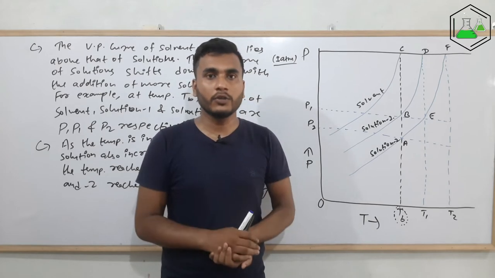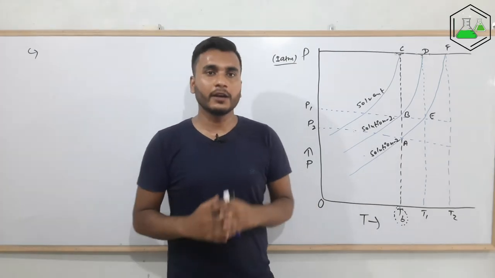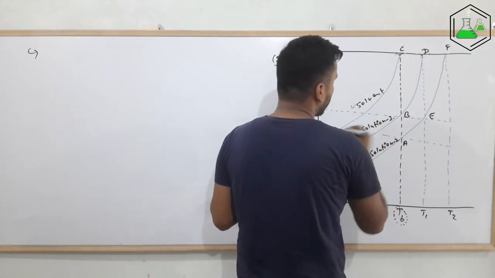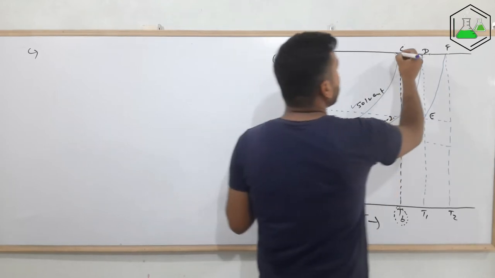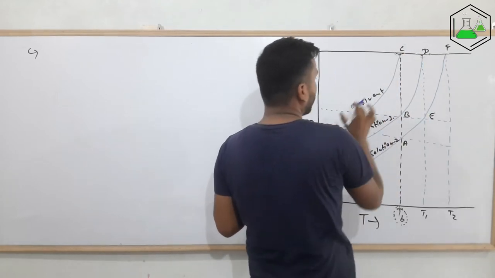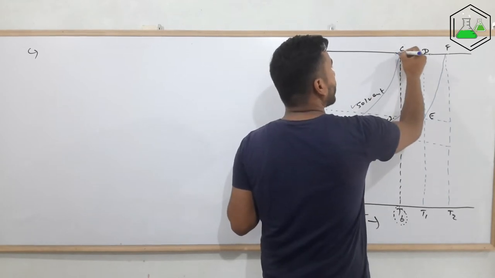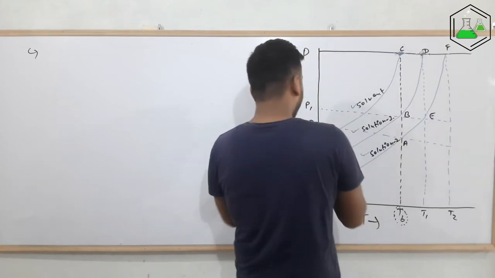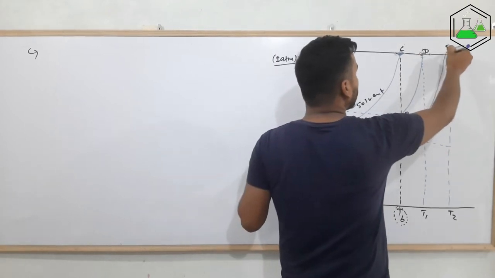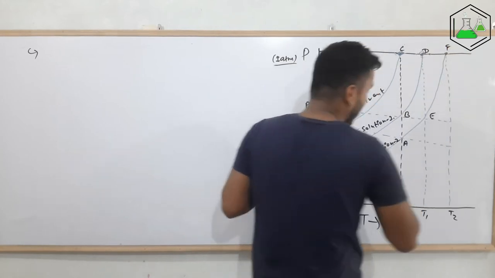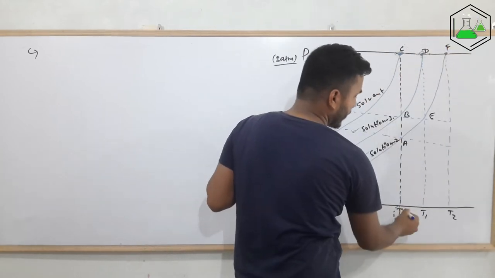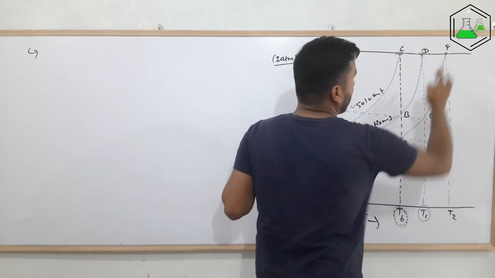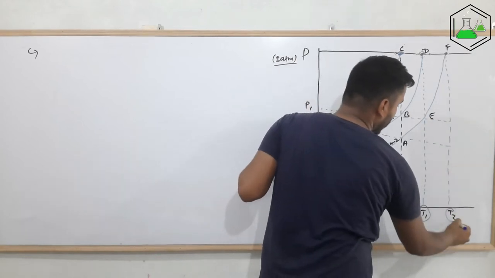Now let's see the third conclusion. For that, let me erase this portion. Similarly, the third conclusion that we can draw from here is, see, the solvent, solution 1 and solution 2 will only boil when their vapor pressure is equal to P. That means for the solvent, the graph must touch over here C. For solution 1, the curve should touch D. And for solution 2, the curve should touch F, right? C, D and F. Now at C, the corresponding temperature is TB. At D, the corresponding temperature is T1. And at F, the corresponding temperature is T2.